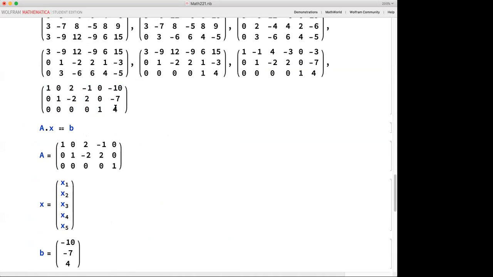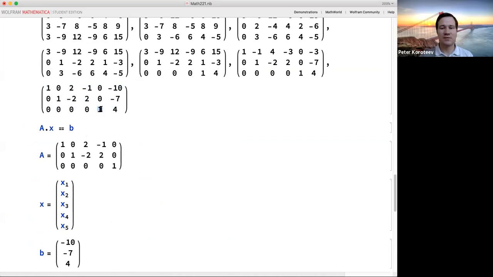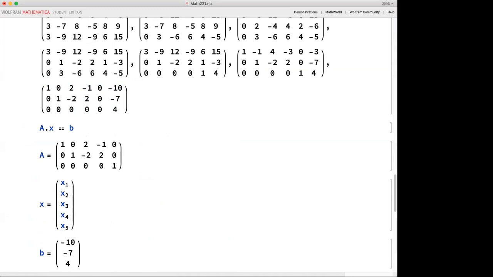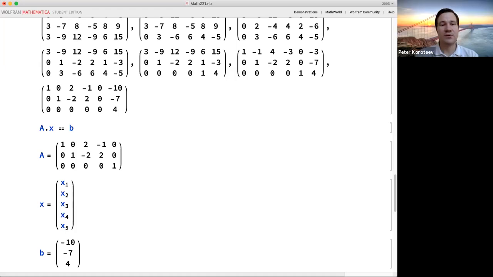Now, imagine that instead of this 1, you have 0. It's not this example, but some other example. Imagine you have 0 here. Then there is no solution. So therefore, you can make a statement that the system is consistent, meaning that it has at least one solution if the augmented matrix in the reduced echelon form does not have a row like that.